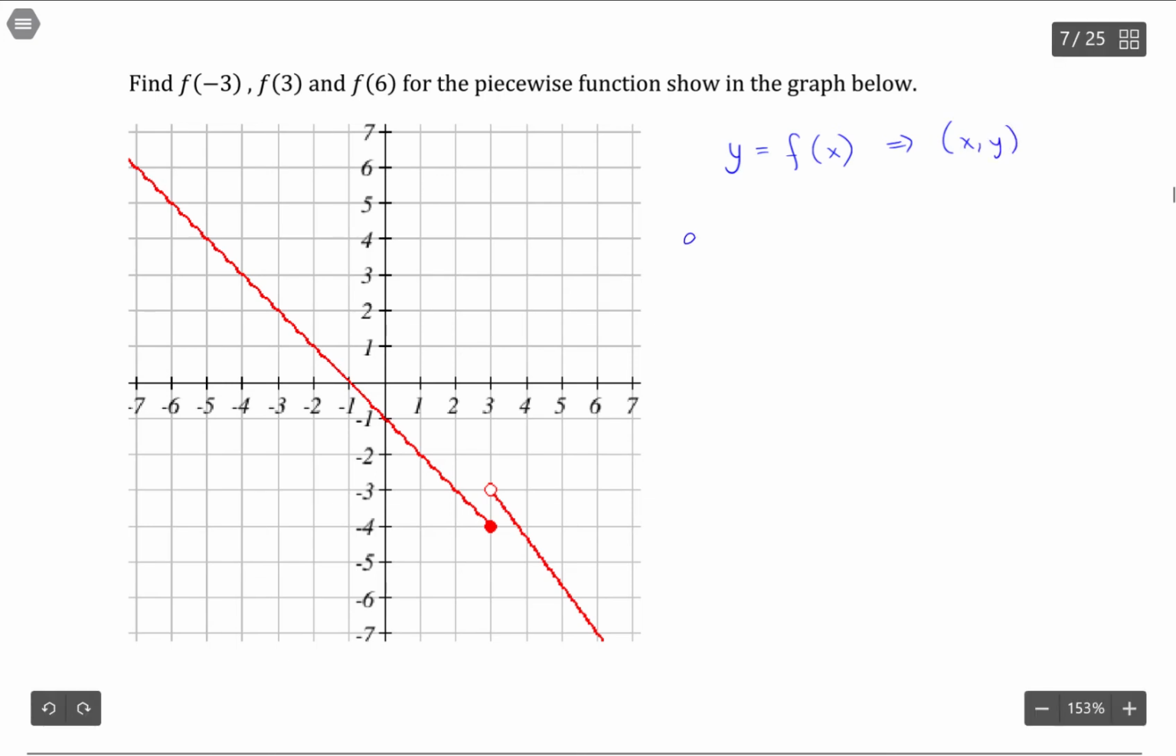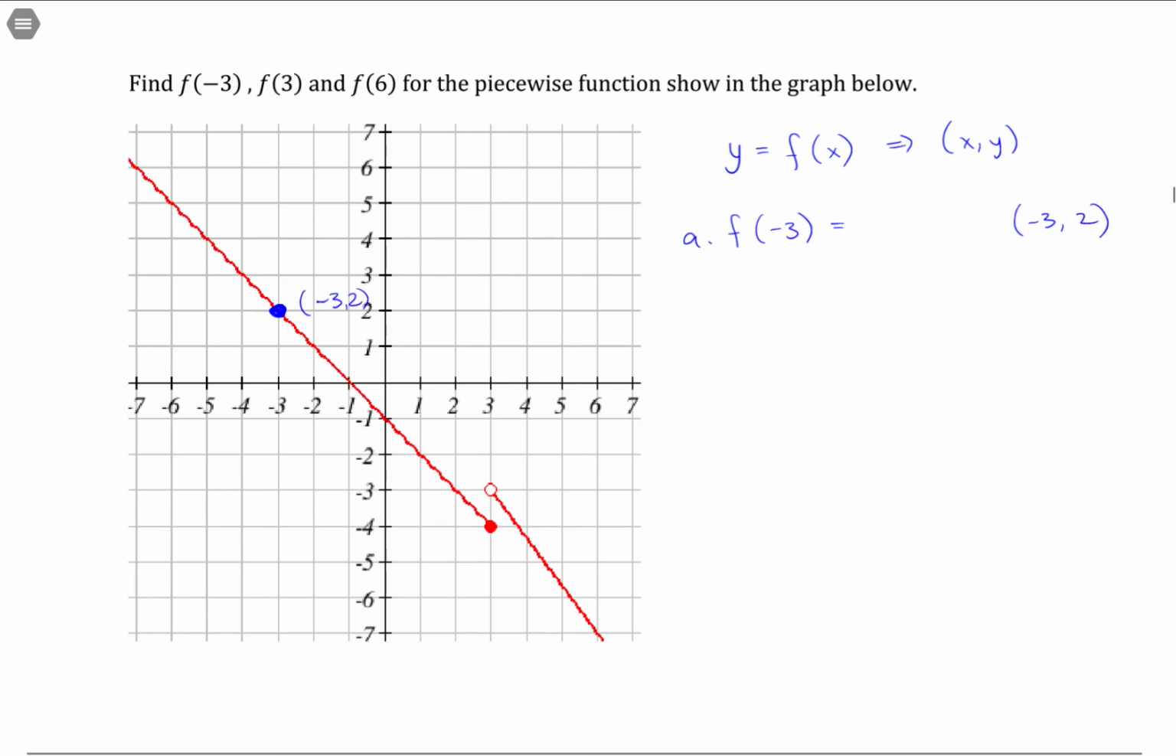So if I want to evaluate f of -3, for instance, I have an x of -3, but I just need to know what the y value is. So when x is -3, here's the point on the graph, and it has a y value of 2. So -3, 2 is my coordinate, so the y value is what f of x is. So that tells me the answer is 2.